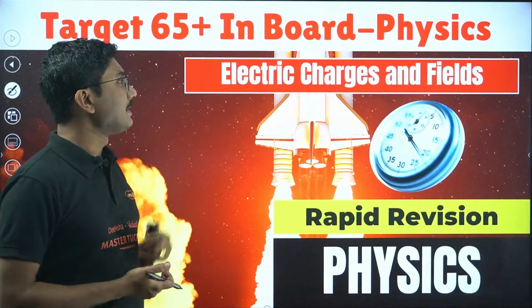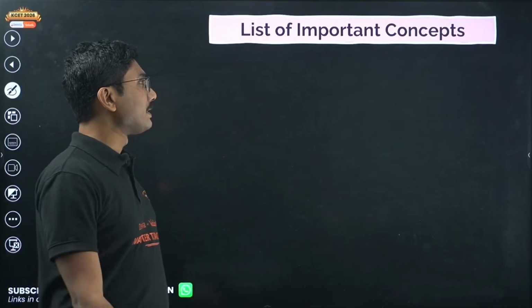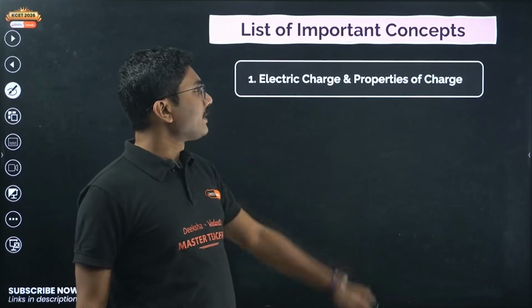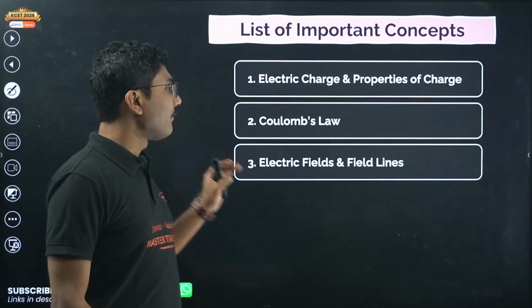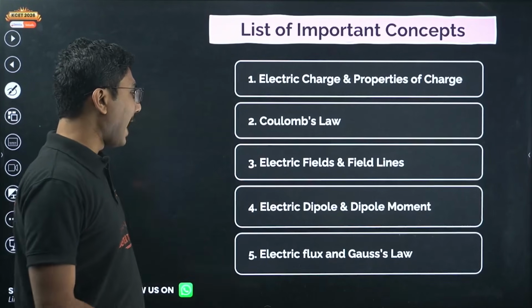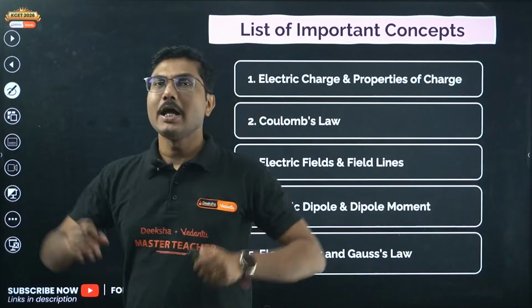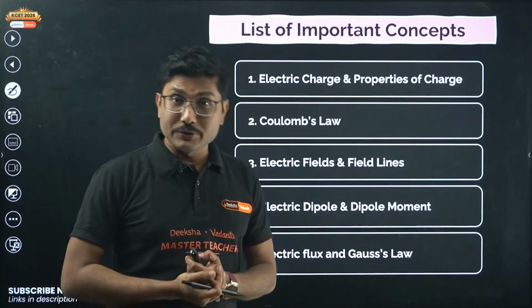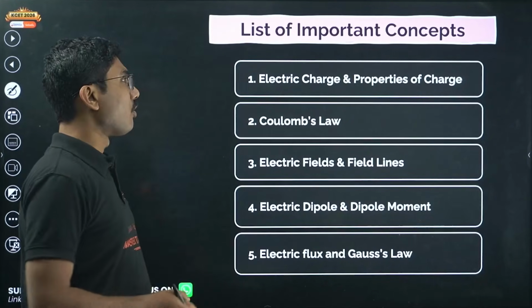So we are basically starting with electric charges and fields, and let us discuss what all the concepts are that we are going to cover in today's rapid fire session. Electric charges and properties of charge. We will also discuss Coulomb's law, electric field and field lines, electric dipole and dipole moment, and electric flux and Gauss's law. So the entire chapter will be covered today in just 20 minutes. Stay with me till the chapter is over, and if you want to revise it quickly, it will be very helpful for all of you.